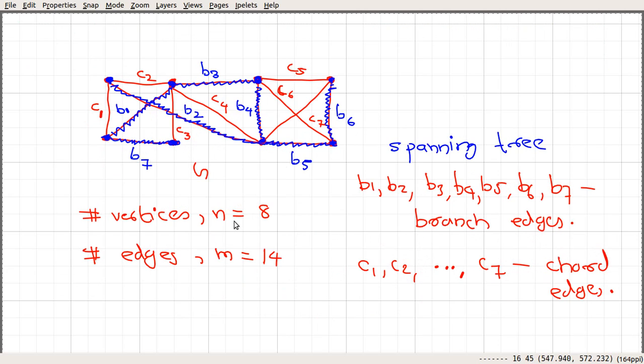And here again we can see one important thing. If the number of vertices is n, in the spanning tree we have 7 edges. So the number of chord edges will be 14 minus 7. Here the number of branch edges is 7, and the number of chord edges equals the total number of edges, which is 14, minus 7, where 7 is the number of edges in the spanning tree. So let's go on.